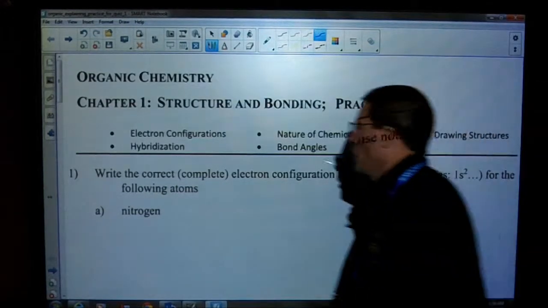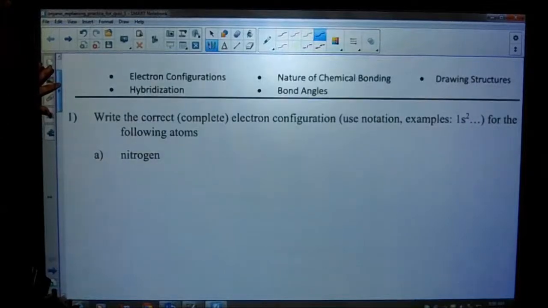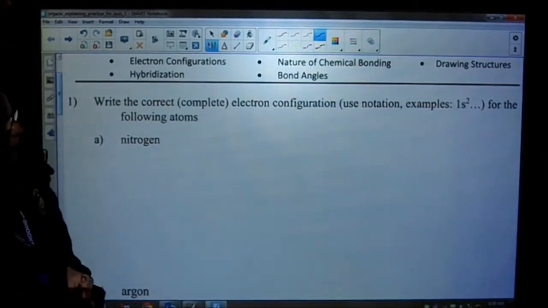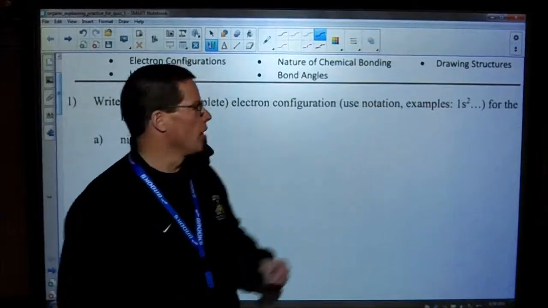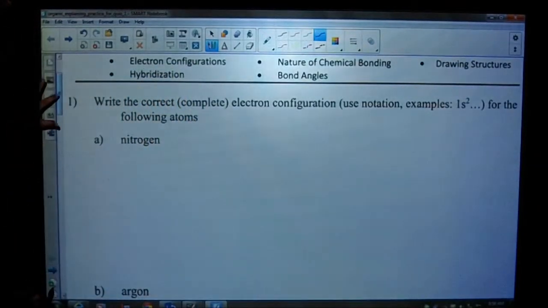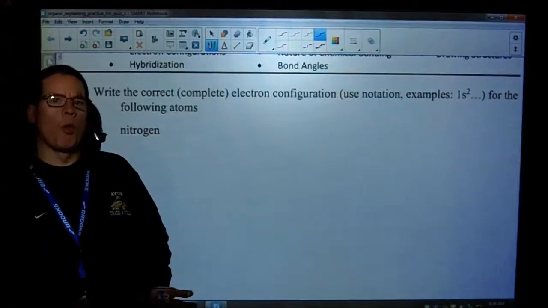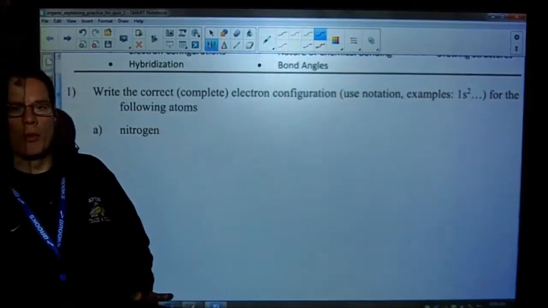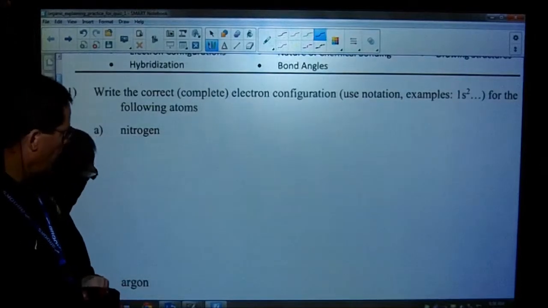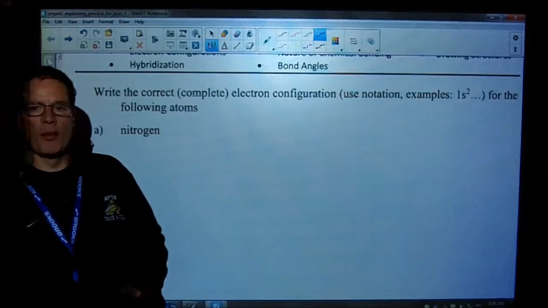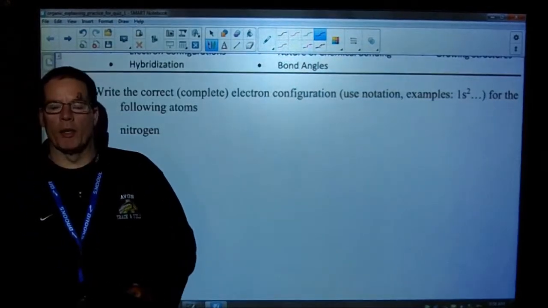So let's take a look at number one. Number one says, write the correct complete electron configuration using notation, examples like 1s, 2s, for the following atoms. So the first thing you need to do is be able to find the element, and I'm going to give you a periodic table for the quiz tomorrow so that you can do the electron configurations. But while you're doing the practice, go ahead and use the periodic tables that are around the room, or use the one that's in the back of your book.